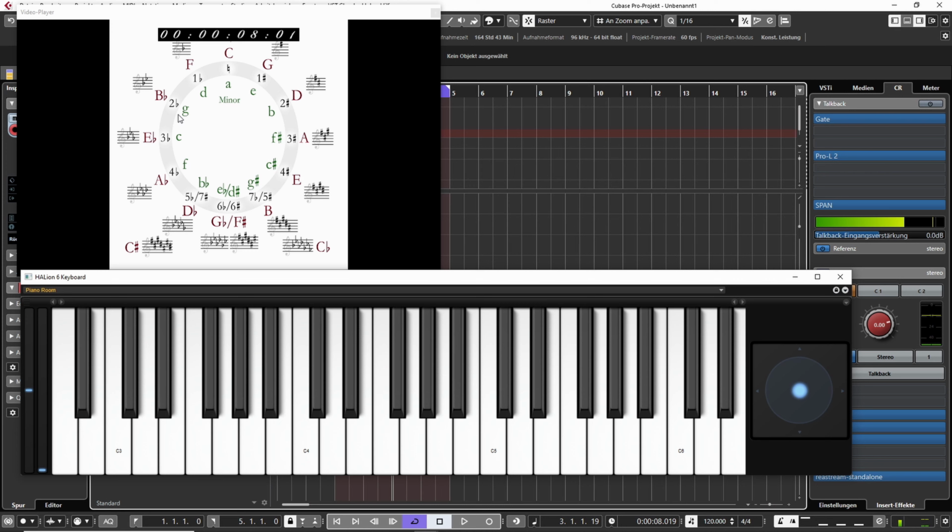Then you have Aeolian, which is, as you probably already know, 1, 2, flat 3, 4, 5, flat 6, flat 7, and then the 1 again. So this would be the building rule for any Aeolian scale. Then you have the Phrygian scale, which has as building rule 1, flat 2, flat 3, 4, 5, flat 6, flat 7, and the 1 again. And I'm desperately trying not to mess things up right now.